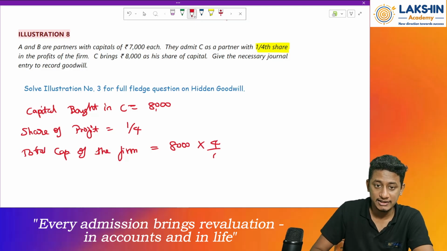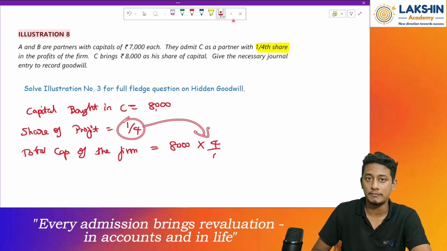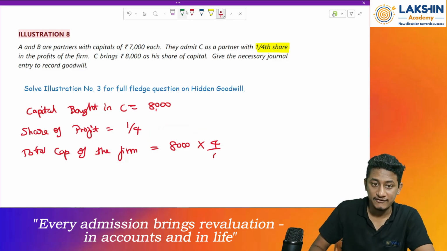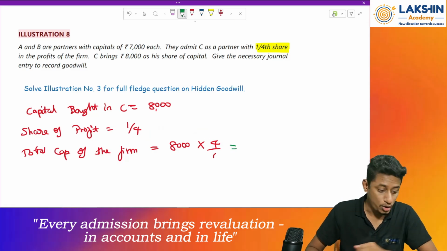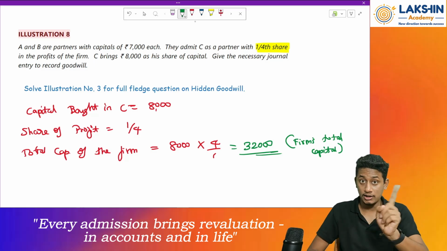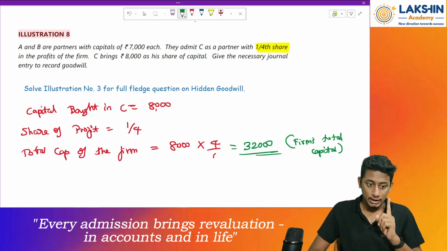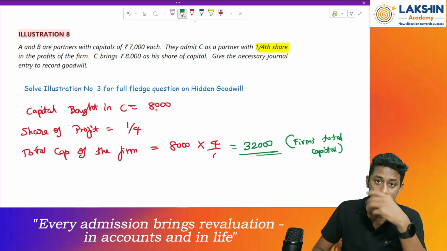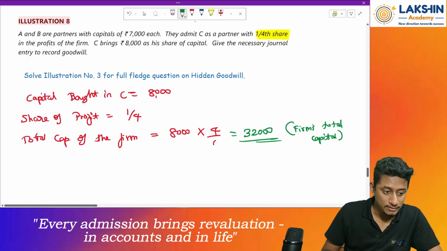I am reversing this: 4 by 1, 1 by 4 into 4 by 1. By reverse computing, I can find the total value of the firm's capital. That is rupees 32,000, which is the total capital of the firm, not goodwill. Now I need to find goodwill. How to do it? I will tell you. Now add all the capitals.